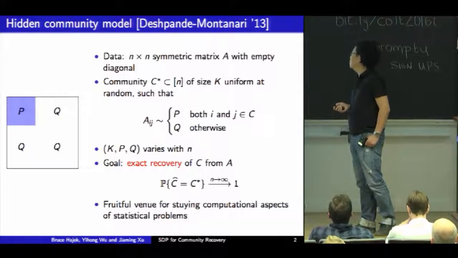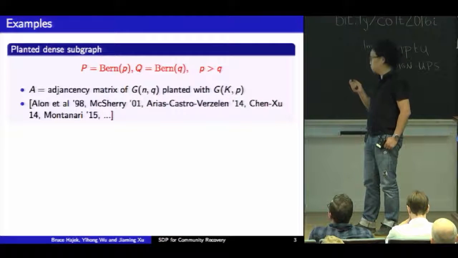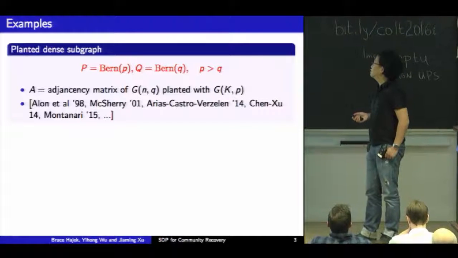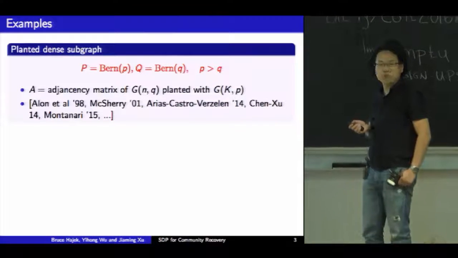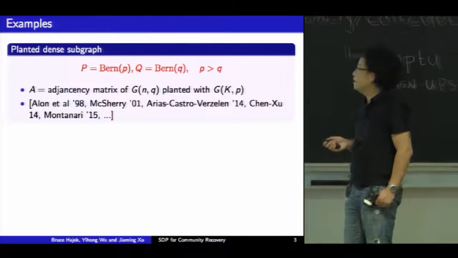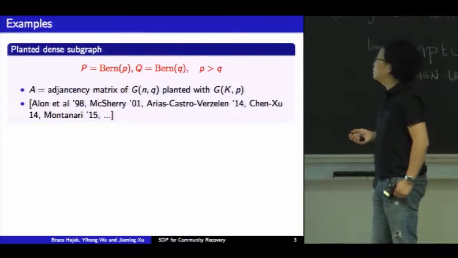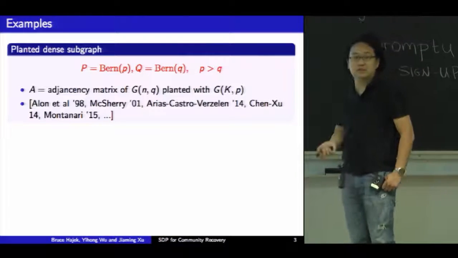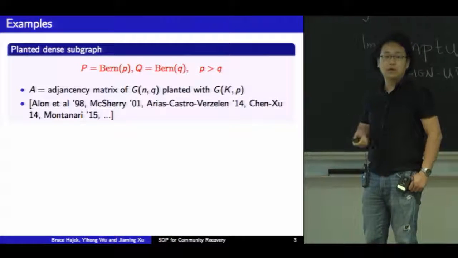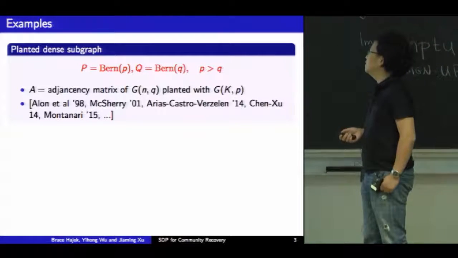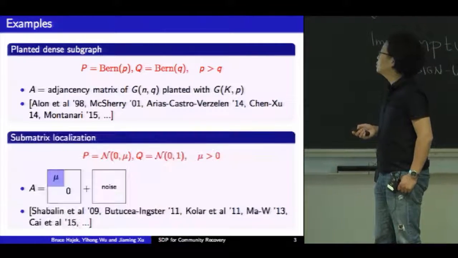This type of thinking. Okay, so a special case of this is when both distributions are Bernoulli, and that's usually called the PDS model, the planted dense subgraph, and clearly it generalizes the clique problem. So the matrix A will be the adjacency matrix of G, with a planted G(k, p) somewhere chosen at random. And there are many works on this model.